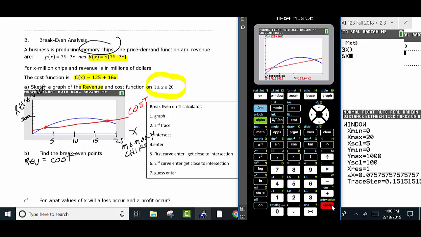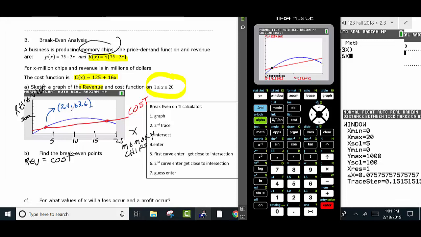And then what will happen is it'll do the work for you. So that first break-even point is going to be this. I'm just going to have you record these. That is about 2.4, comma, 163.6. So that's break-even point number 1. That's what that means.